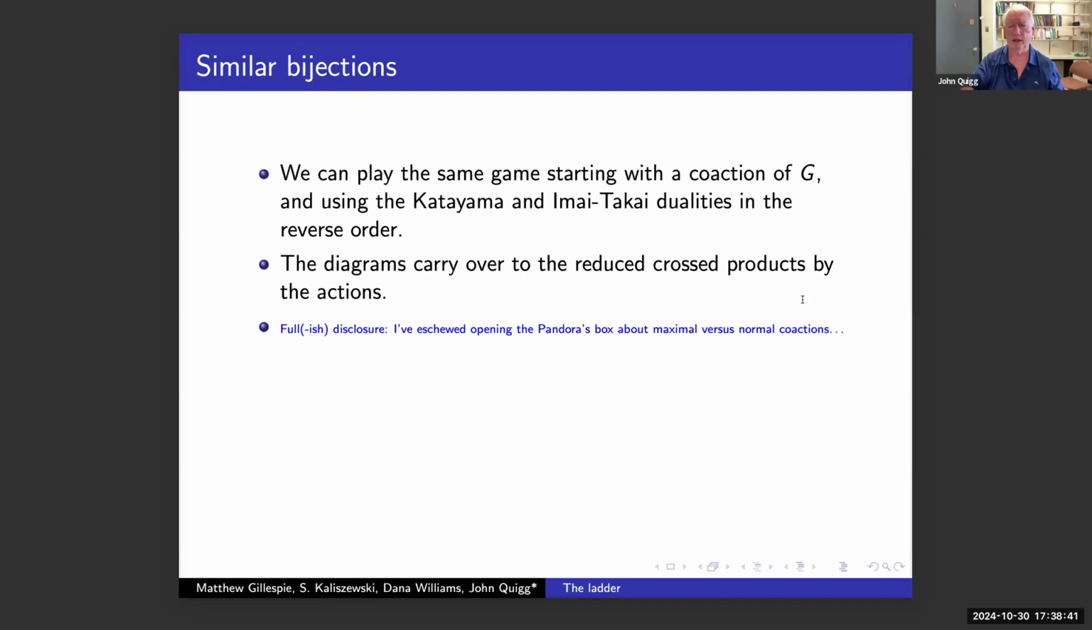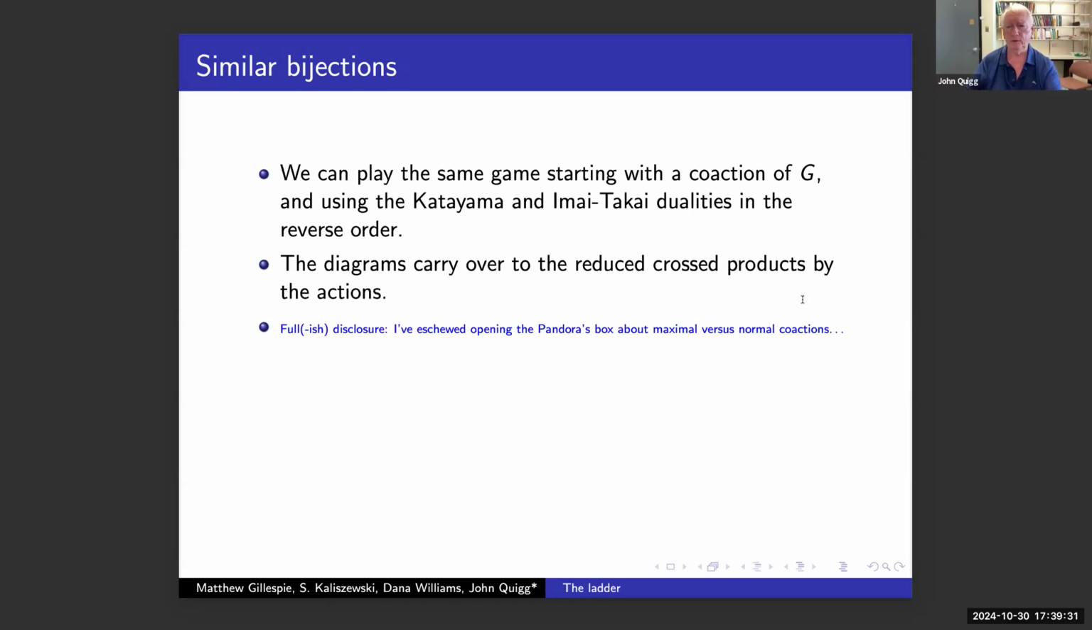For reduced cross products by actions, the dual coaction, again, gives you a cross product duality theorem. But then this type of coaction has another property, which is, again, compatible with things at the lowest level. And for some reason, these are called normal coactions. If you look at the dual situation, the dual applications of the latter, starting with coactions, it depends upon whether you're starting with a maximal coaction or a normal coaction. If you're starting with a maximal coaction, form the cross product, then you take the dual action and you form the full cross product by that dual action and keep on going.